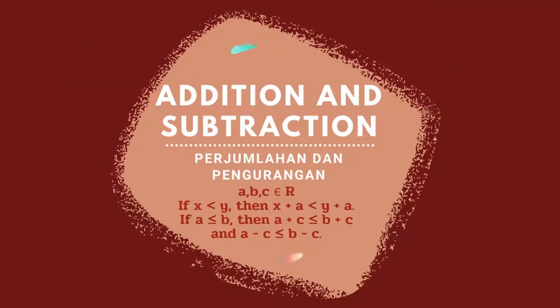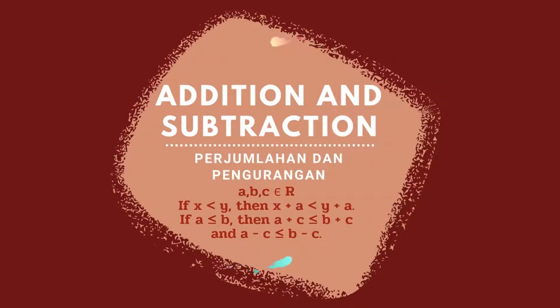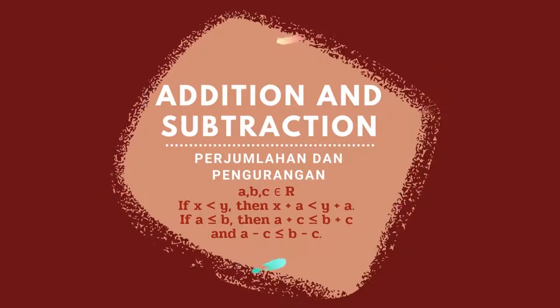For the next property, namely addition and subtraction, for A, B, and C taken from real numbers, if x is less than y, then if we add a to both sides, it results in x plus a still less than y plus a. For the next one, if a is less than or equal to b, then a plus c is still less than or equal to b plus c. And so is a minus c still less than or equal to b minus c.